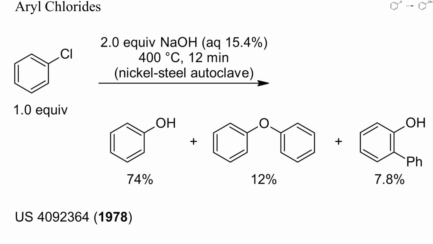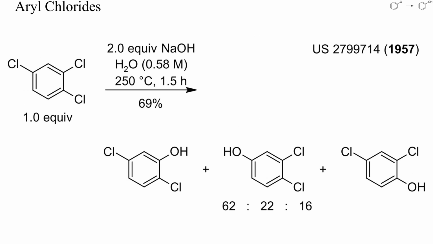Heating chlorobenzene with 2 equivalents of aqueous sodium hydroxide to 400 degrees Celsius for 12 minutes gave mostly phenol, along with diphenyl ether and 2-phenylphenol. These are typical byproducts that can only be avoided by diluting the reaction. Selective substitutions at polyhalobenzenes can make sense if the purification of the target product is easy.